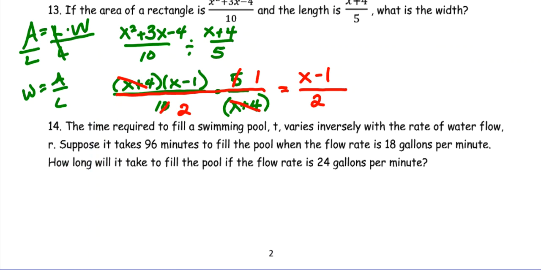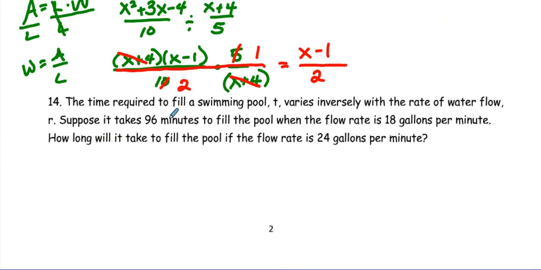Okay, number 14, let's read this carefully. The time required to fill a swimming pool, T, varies inversely with the rate of water flow, R. Okay, so remember that varies inversely would be y equals k over x, but in this case we have different letters. We have T equals k over R. So it says it takes 96 minutes to fill the pool. So 96 minutes would be my time when the flow rate is 18 gallons per minute. So 18 is R.